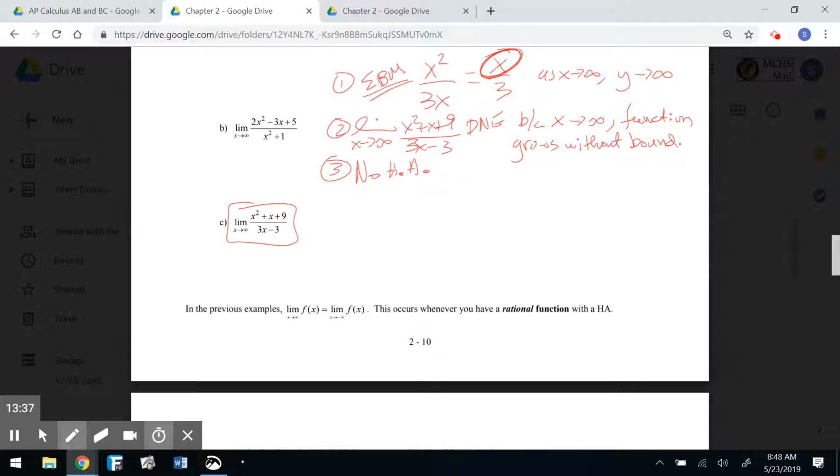If a rational function does not have a horizontal asymptote, what does that mean? That means step 4, there is a SA, or a slant asymptote. So the question is, how do we find a slant asymptote? Well, we do long division, where whatever's on the bottom we put on the outside, and whatever's on top goes underneath this roof.